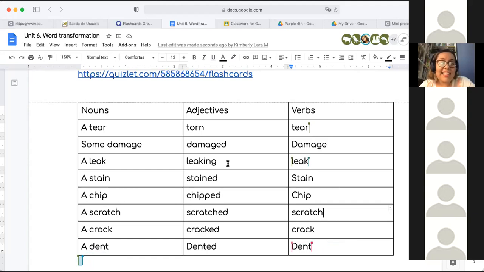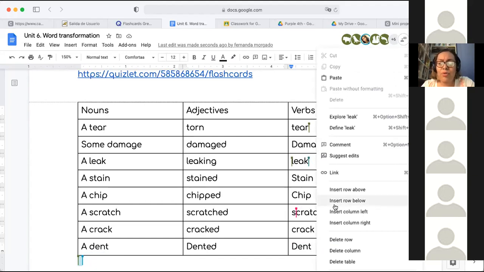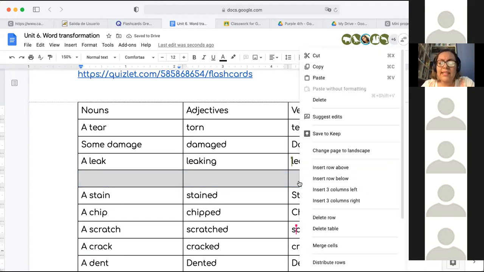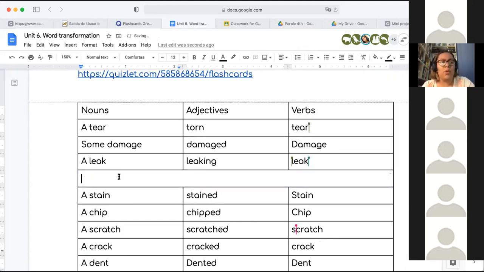Okay. Exactly. That's it. So now we have these word transformations. These are really simple ones because words don't change a lot. There are more complicated ones, but these are the ones that we have in unit number 6. So we have nouns, adjectives, and verbs. Now, just to remember the difference among them, let me add an extra row here below. Let's try to give some examples using the 3 different words: leak, leaking, and leak. Okay. So let's see.